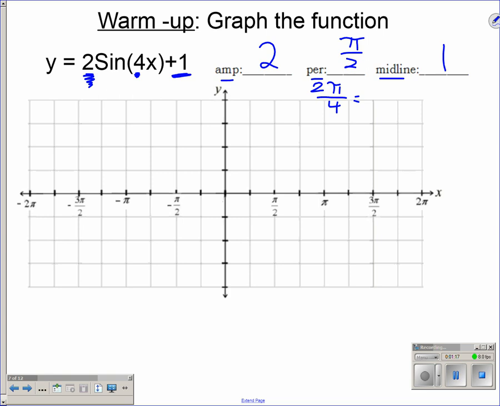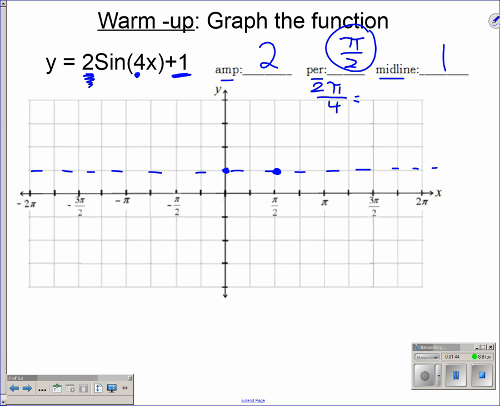So let's remember how the pattern works. Okay, so you always start by graphing your midline. So I'm going to graph my midline at positive 1. Okay. And then remember that sine is going to start on the midline at 0. Okay? So in this case, I'm going to start right here on the midline, right? And then I always like to say where I finish. So like if my period is pi over 2, then it's going to end at pi over 2. That's one period length, right?